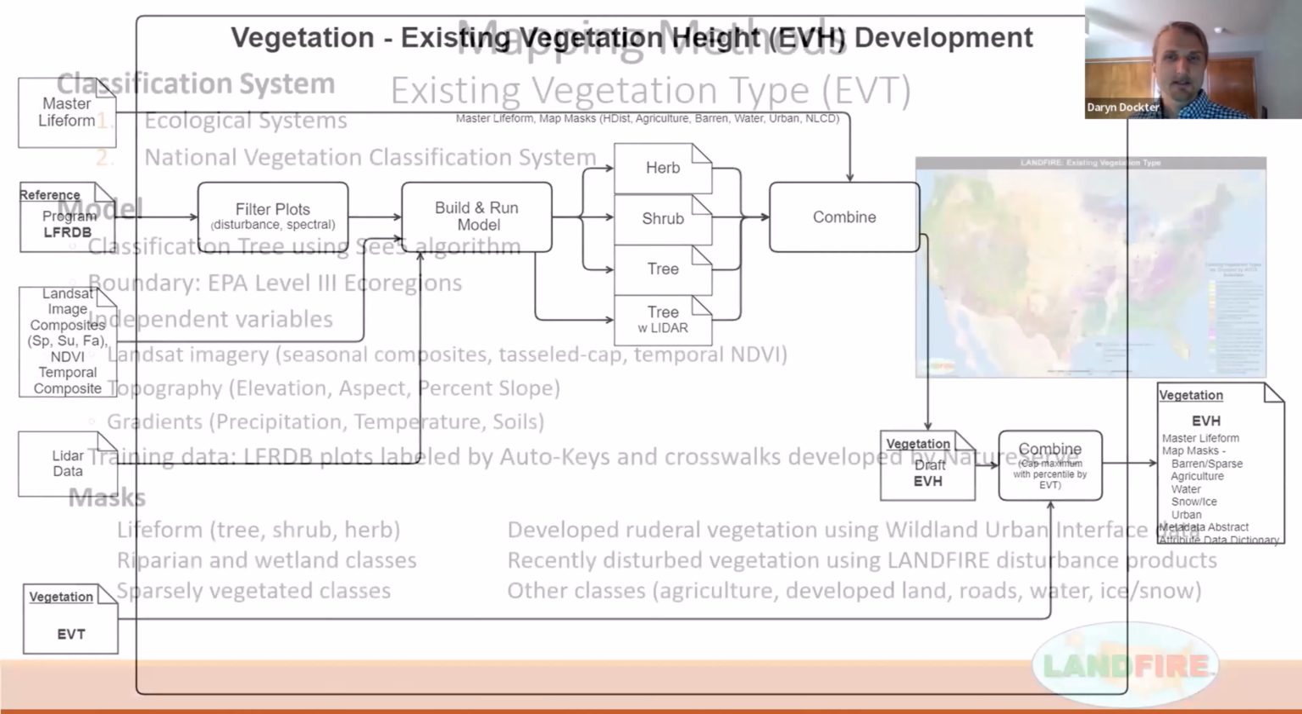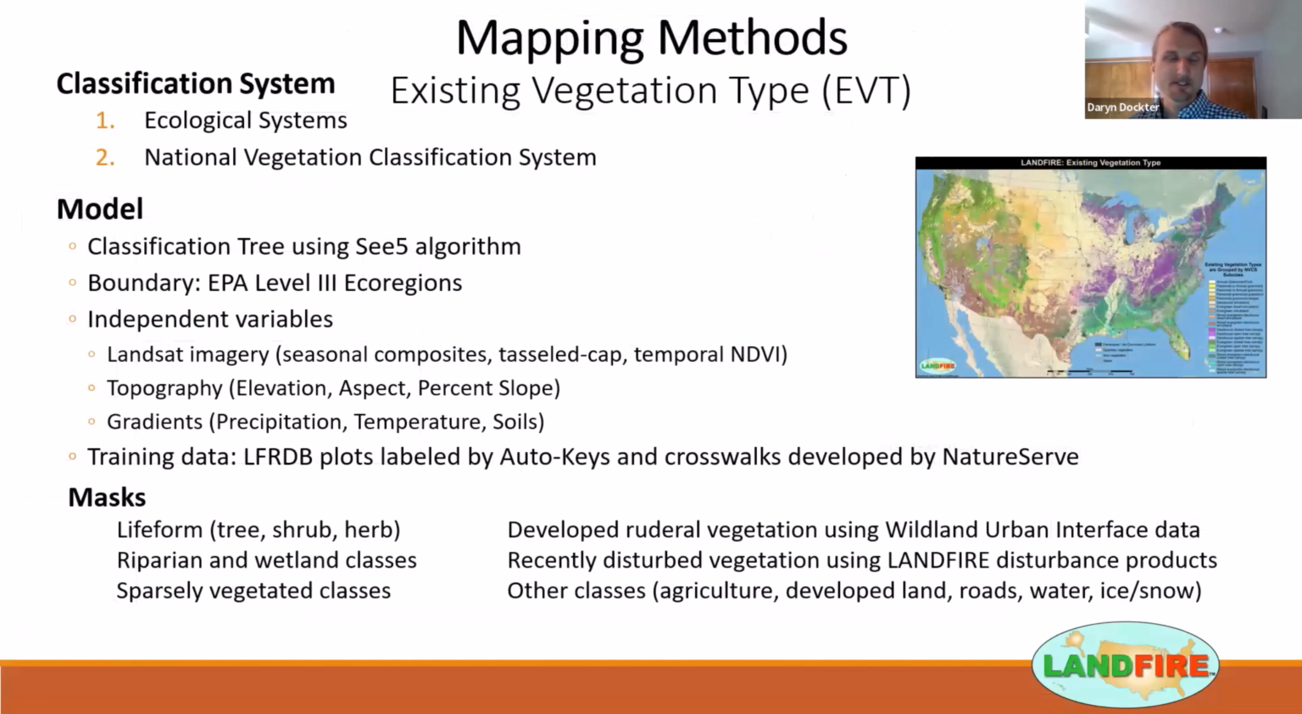All right, and moving on to existing vegetation type. For REMAP, we used the ecological systems and produced a map based on that classification system, similar to what's been done in the past. We made a second EVT based on the NVC system, the National Vegetation Classification System, and those were the group level of the hierarchy. But the fuels continue to be produced based on that ecological systems EVT map.